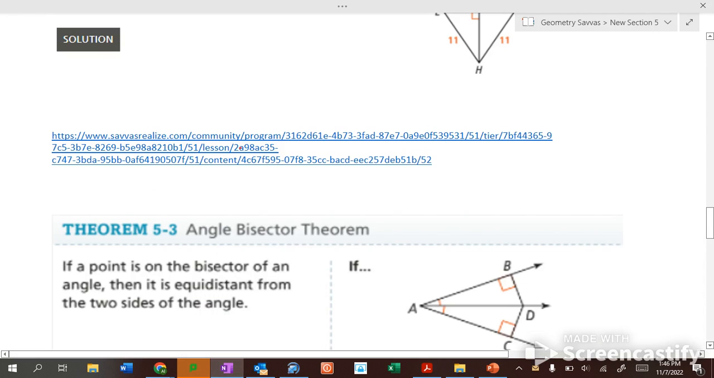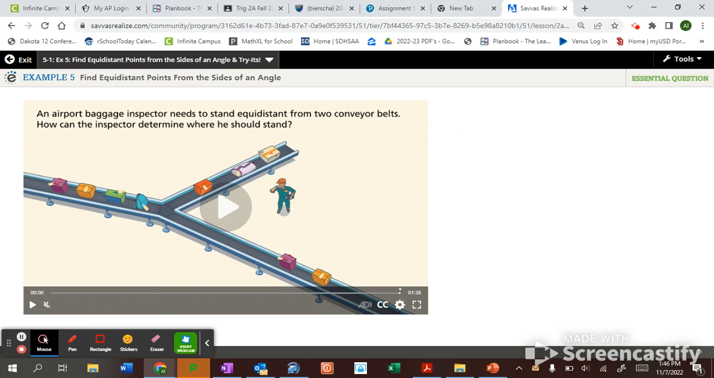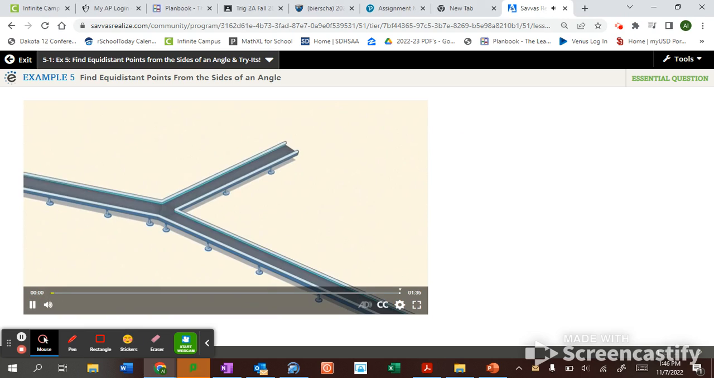Okay, so let's look at this thing here. This guy stands, where should he stand to be equidistant from the sides of the angle? Because he either has to jump to that conveyor belt to solve a problem or that conveyor belt to solve a problem. Should he stand there? Where should he stand?